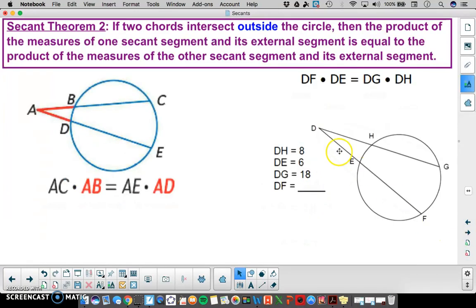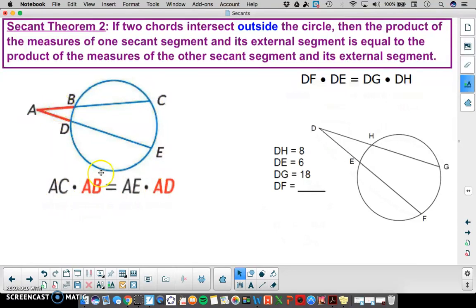Our next theorem is if 2 chords intersect outside the circle, then the product of the measures of one secant segment and its external segment is equal to the product of the measures of the other secant and its external segment. So the secant segment is the whole thing, and its external segment is the outside part.